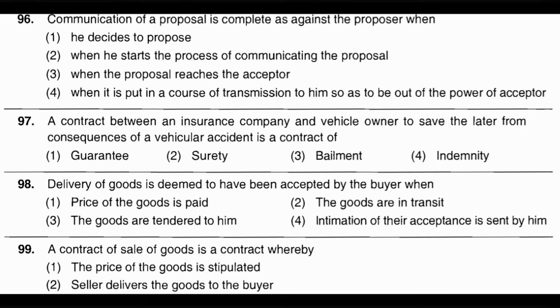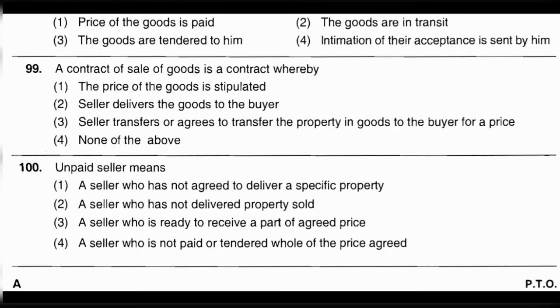Now question number 98. Delivery of goods is deemed to have been accepted by the buyer when option number 1, price of the goods is paid. Option number 2, the goods are in transit. Option number 3, the goods are tendered to him. Option number 4, intimation of their acceptance is sent by him. And the correct answer is option number 4, intimation of their acceptance is sent by him.